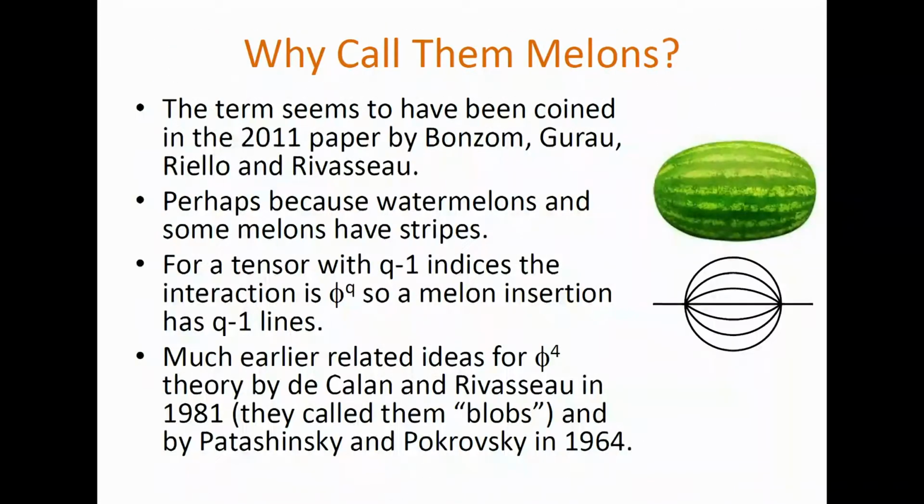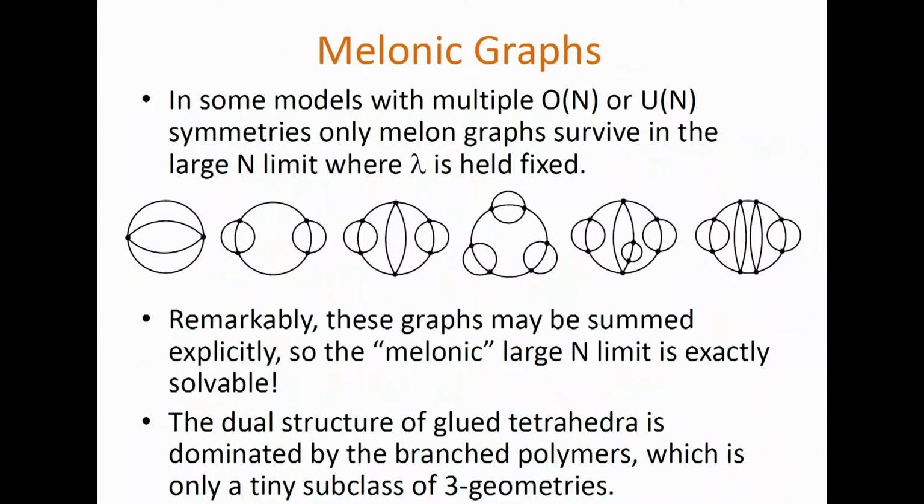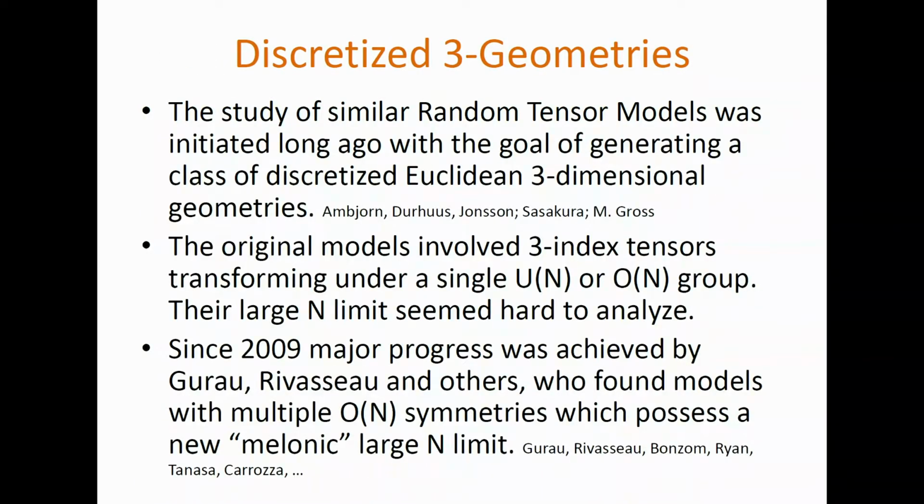But if you go back in history, the original papers only talked about the O(n) group, just a single O(n). And if you have a single O(n), there is no coloring to the graph. You're just going to get 3 strands of the same color. So you cannot really erase anything, right? If you erase one color, you erase the entire graph.